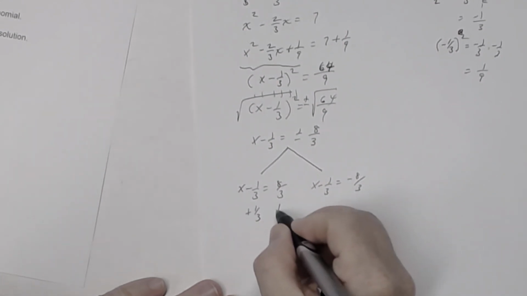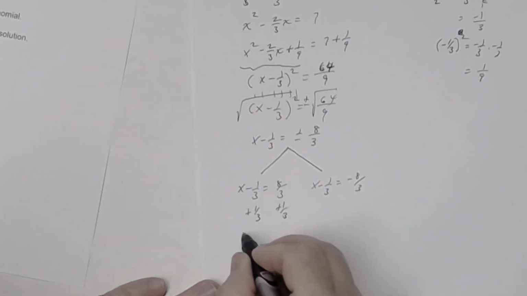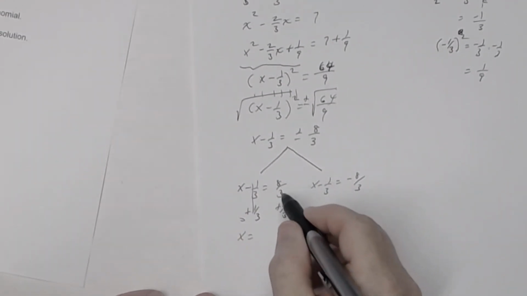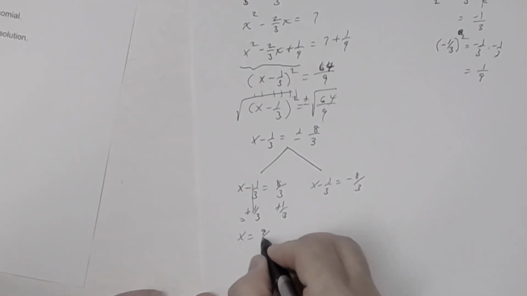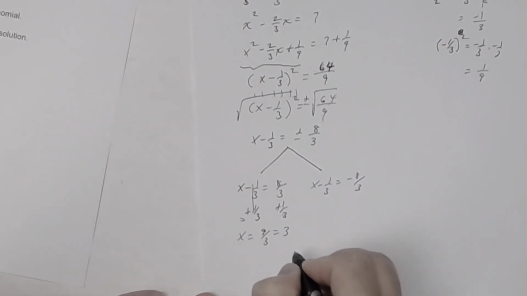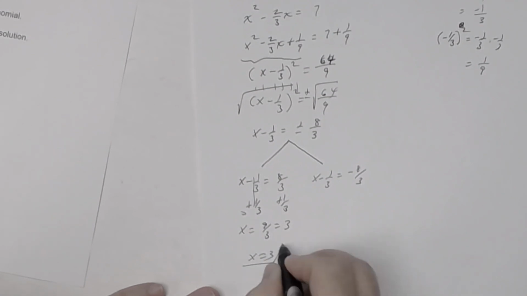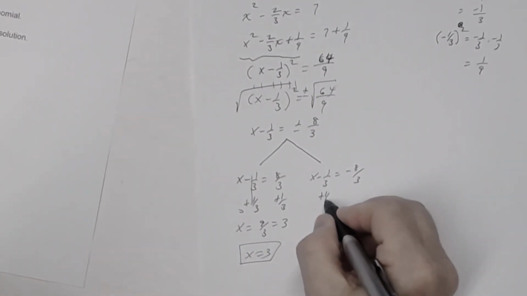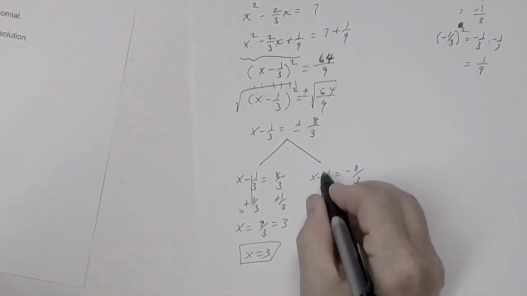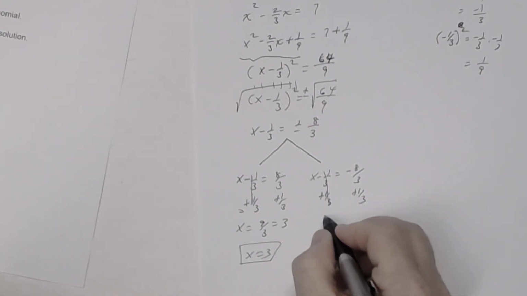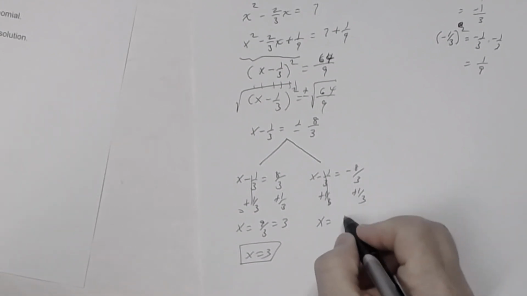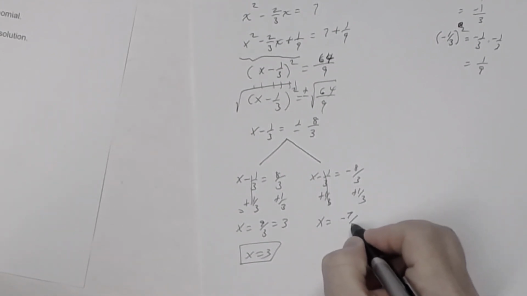So we're going to add 1/3 to both sides. And so I get x equals, negative 1/3 and positive 1/3 is 0, 8/3 plus 1/3 is 9/3, which equals 3. So you're going to say x equals 3. Don't leave it as 9/3 because we expect you to know that 9/3 is 3. Over here, you're going to add 1/3 again, and negative 1/3 and positive 1/3 is 0. x equals negative 8/3 plus 1/3, which is negative 7/3.